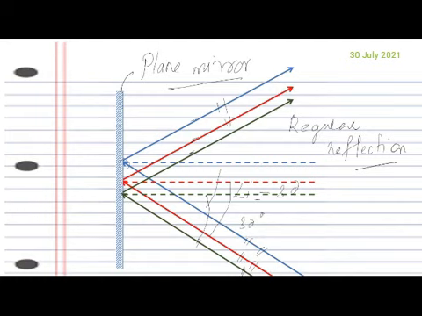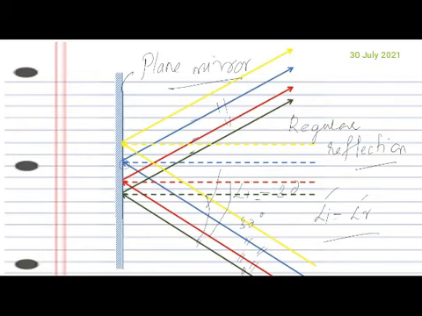Right? Regular reflection. So remember this, what is regular reflection? You have to explain with the help of a diagram. Take three light rays which are incident rays parallel to each other and they reflect parallel because they have to maintain one law. Angle of incidence should be equal to angle of reflection.